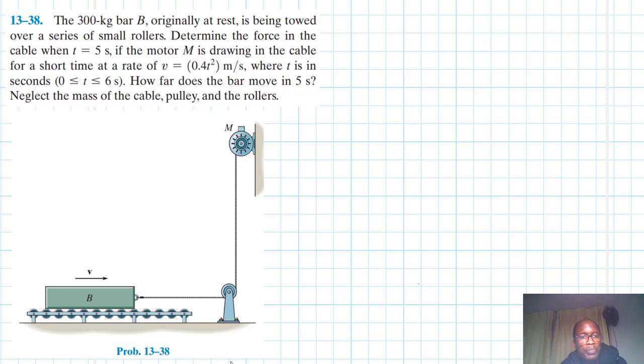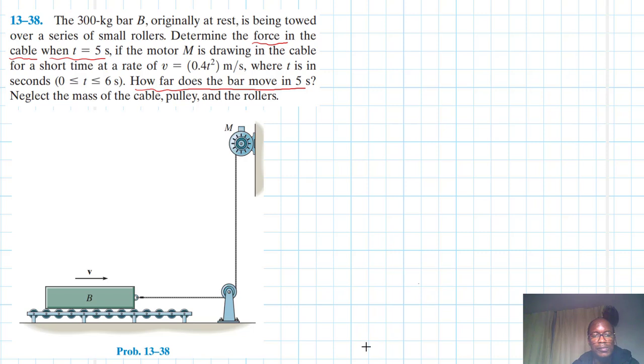Okay, so we have been asked to determine the force. This problem is coming from Engineering Mechanics: Dynamics, 14th edition by R.C. Hibbeler. So we have been asked to determine the force in the cable when t is equal to 5 seconds. Later on, we have been asked to determine how far the bar moves in 5 seconds. So two things: distance, how far it moves, the displacement, and its force.